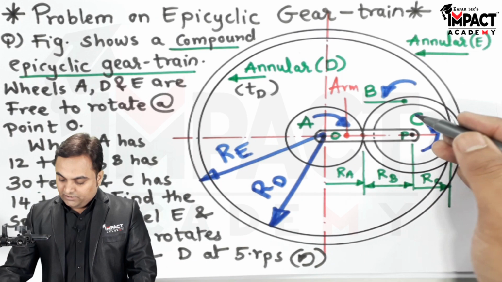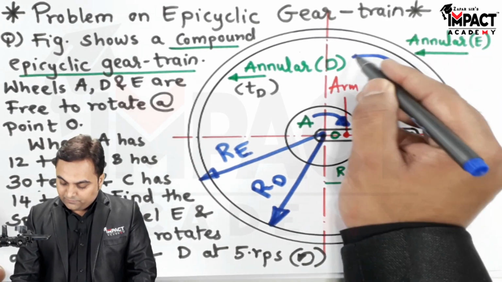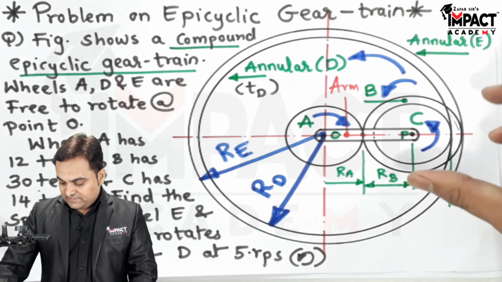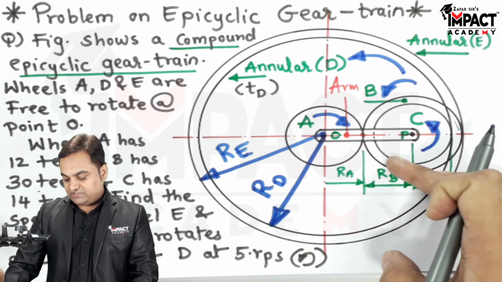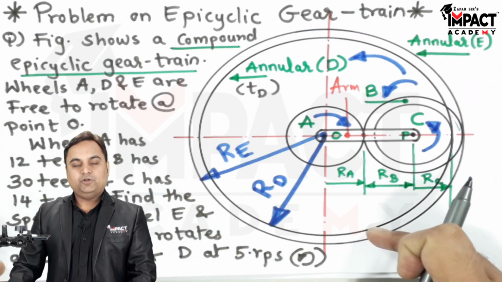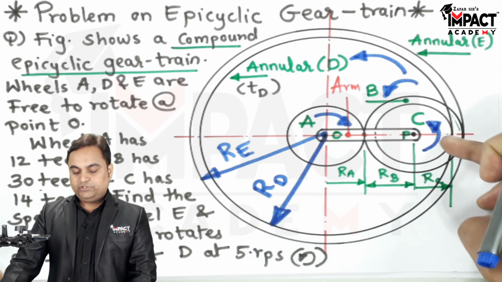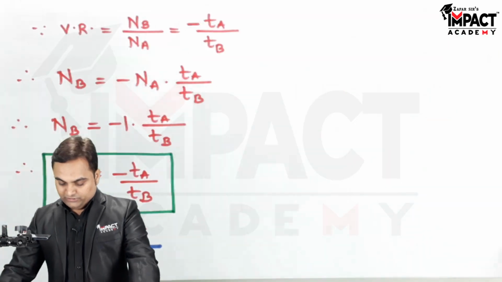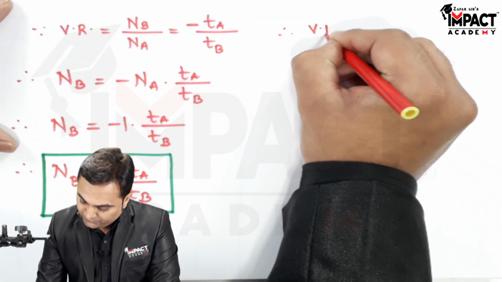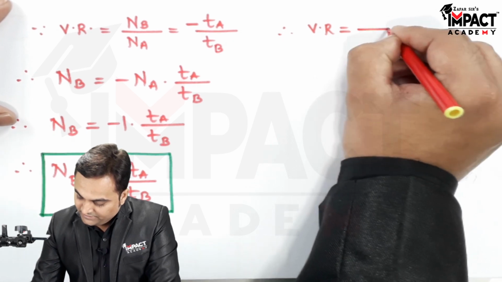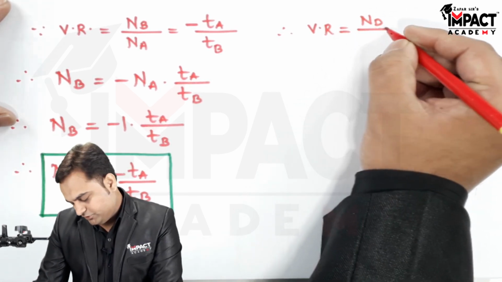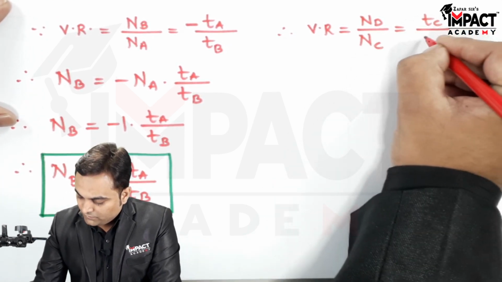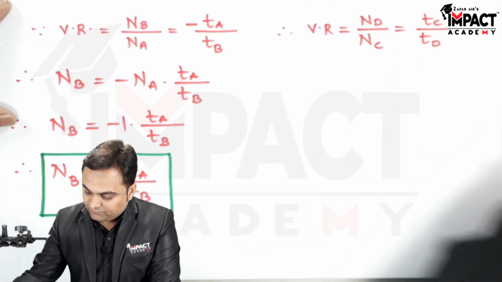When C rotates anti-clockwise, even D would be rotating anti-clockwise, because C and D are connected in such a way that D is the internal gear. The direction of rotation is same for C and D, so the velocity ratio has to be positive. So therefore the velocity ratio between C and D: the driven, so its speed would be there in the numerator, upon speed of driver, which is C, is equal to the number of teeth on C upon the number of teeth on D, inverse proportion.